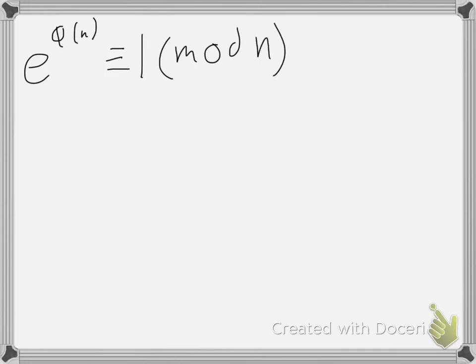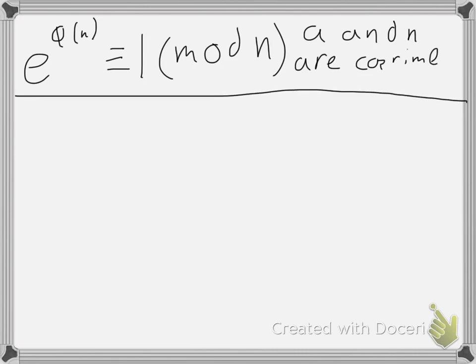Given a raised to the phi n power, where phi n means the totient function, it will be modularly congruent to 1 in a mod n system, assuming that a and n are coprime. This is important. We'll get back to where we use this later.